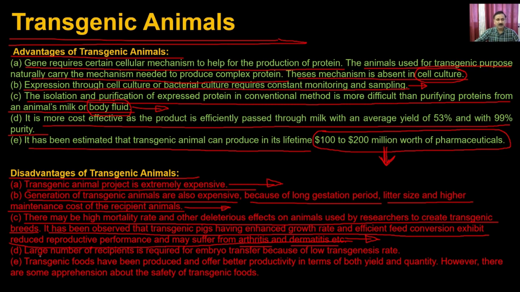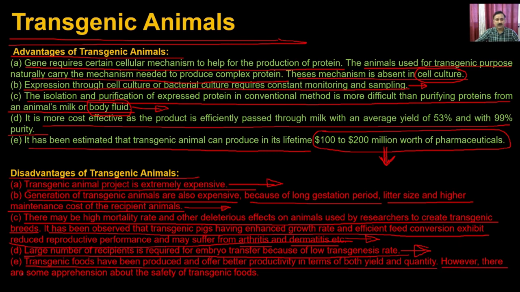A large number of recipients is required for the embryo transfer because of the low transgenesis rate. So because of the low efficiency of embryo transfer, it requires a large number of recipients, which means you might have to put a lot of embryos into the recipients, and then only will you get a very small amount of recovery.